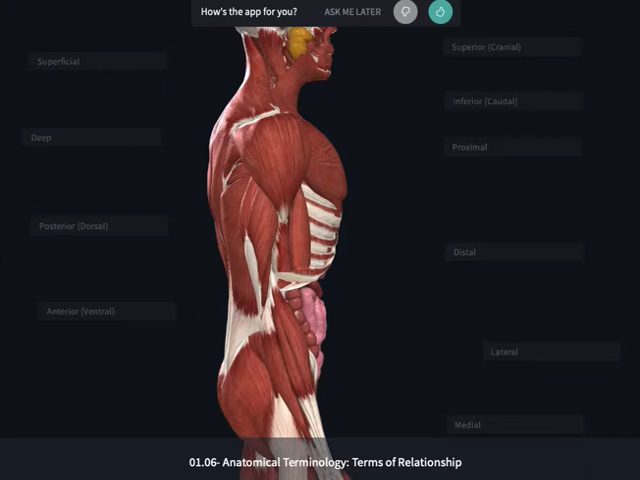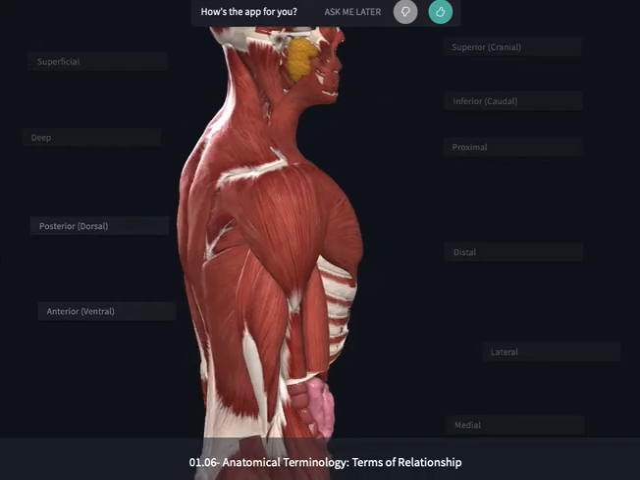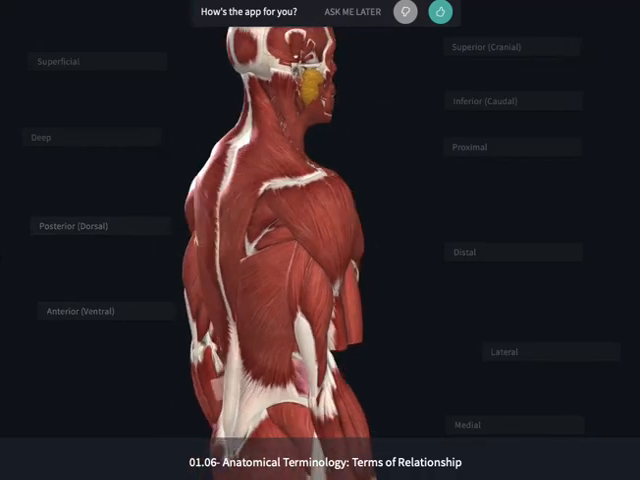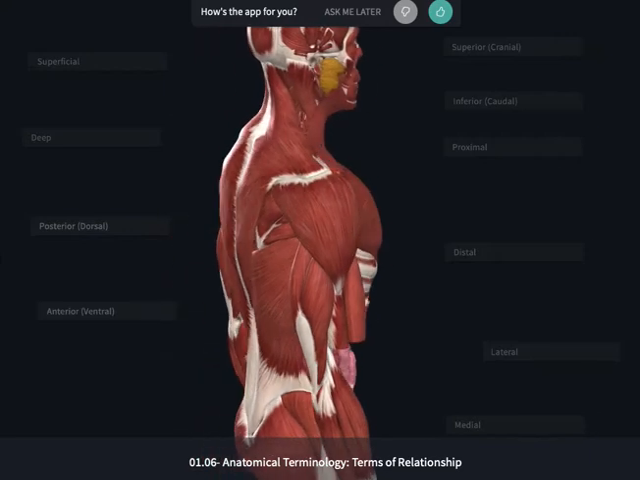Another example of this are the terms anterior or ventral and posterior or dorsal. The anterior or ventral surface of an organ or the body is towards the front, while the posterior or dorsal is towards the back. And you can help remember the term dorsal or back by thinking of the dorsal fin of a dolphin or a fish, which is located along the back of that animal.